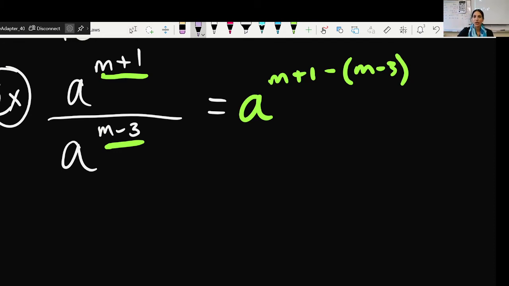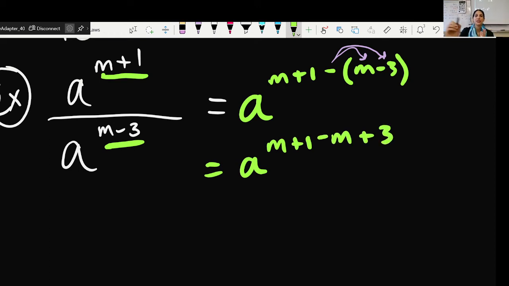Because if I want to get rid of the brackets, I need to distribute the negative here and here. So it's actually going to change the sign of everything that's inside. So I would have m plus 1, and this becomes minus m, and this becomes plus 3. Does everybody see how we got that and why the brackets are so important?